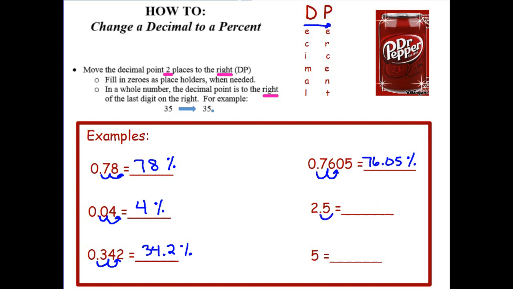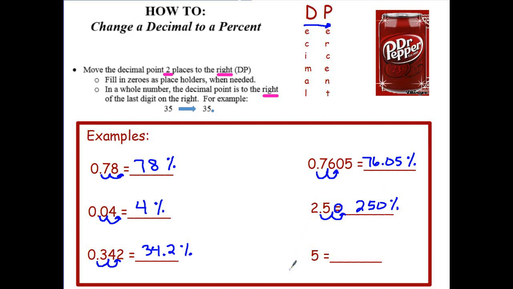All right, 2 places, 1, 2. And you'll notice we have a hole here. So we have to fill in a 0 as a placeholder. So the percent is 250%, which makes sense because we have 2 wholes, don't we? And we know 1 whole is 100%, 2 wholes would be 200%.